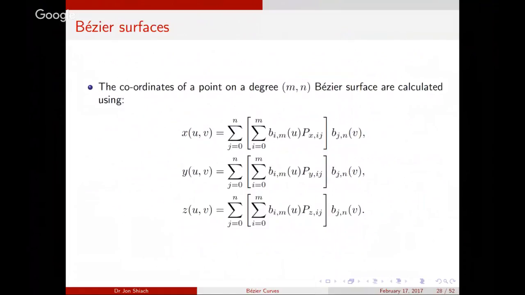Notice the parameters, one from the y direction and one from the x direction, whichever one doesn't really matter, are u and v, and we do the same for each coordinate. This is our x coordinate, our y coordinate, and our z coordinate. So essentially, to cut a long story short, this is just applying Bezier curves in both directions.